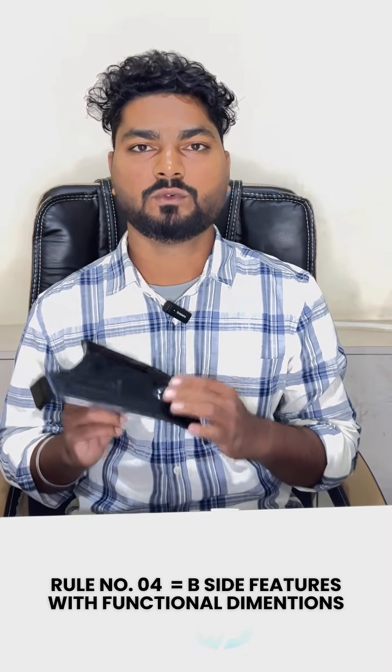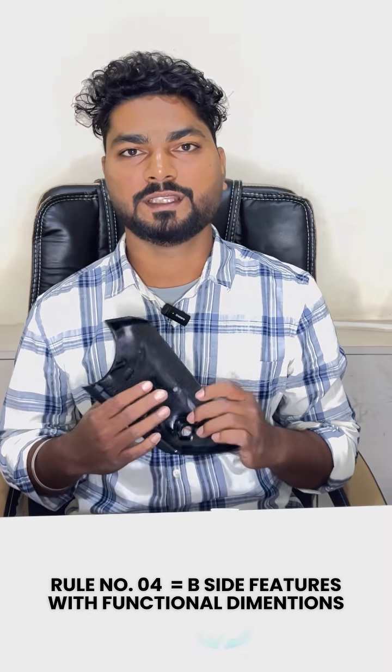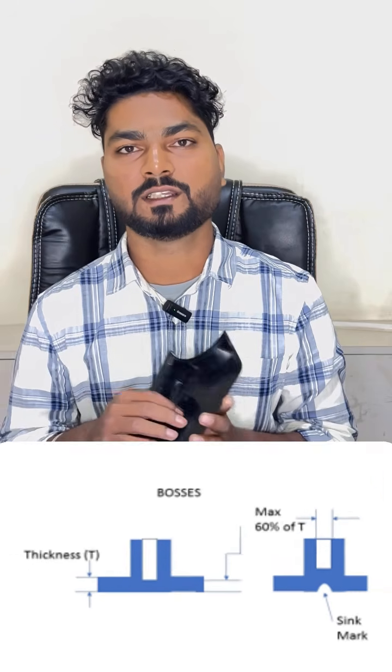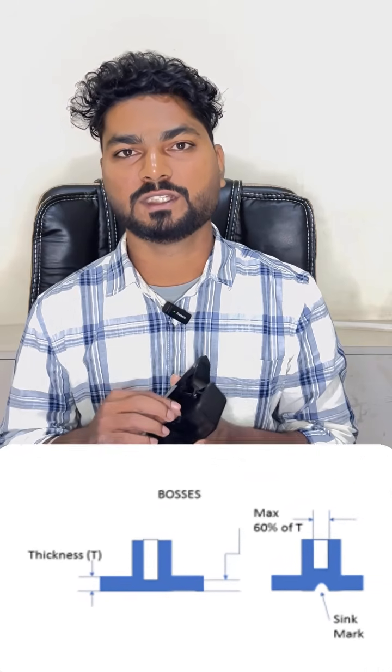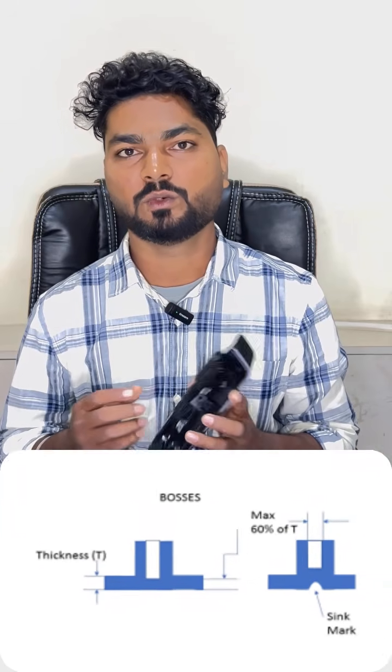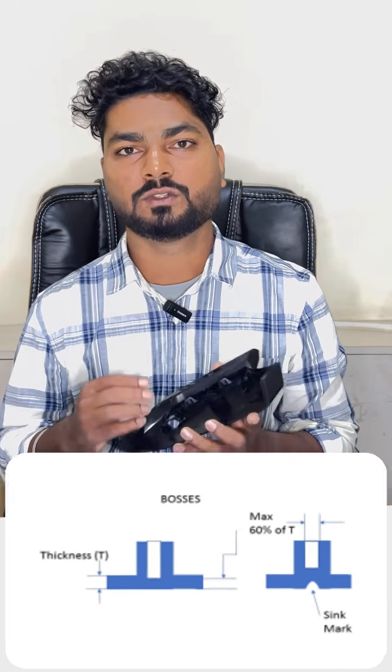Then rule number four is when we are designing the B-side features. At that time we use the proper functional dimensions. Functional dimensions means for any feature we design, how much thickness and how much width we can keep. We keep coring to avoid sink mark issues. So when designing the B-side features, we need to follow the proper functional dimensions. We should know all the proper functional dimensions of each and every feature.